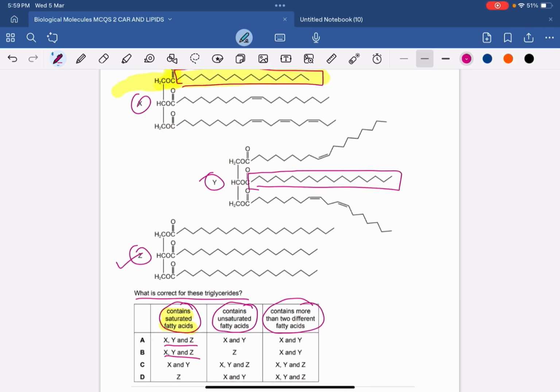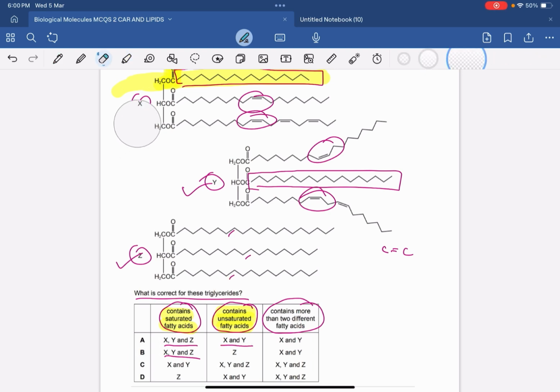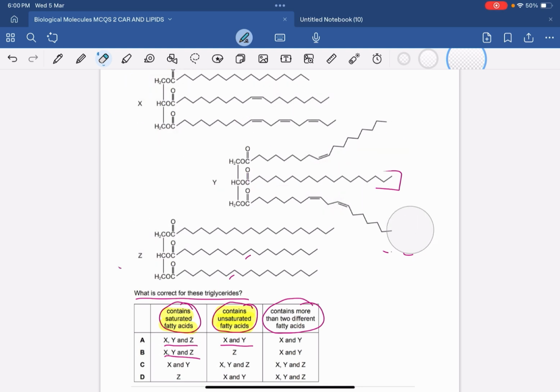Now, if I talk about the other statement which says contains the unsaturated fatty acids. The unsaturated fatty acids are the ones with the carbon-carbon double bond, right? This is the unsaturated fatty acid. This is the unsaturated fatty acid. This is also an unsaturated fatty acid. So only X and Y contain the unsaturated fatty acid. We can see no double bonds over here in the structure Z. So only X and Y contain the unsaturated fatty acids, right?